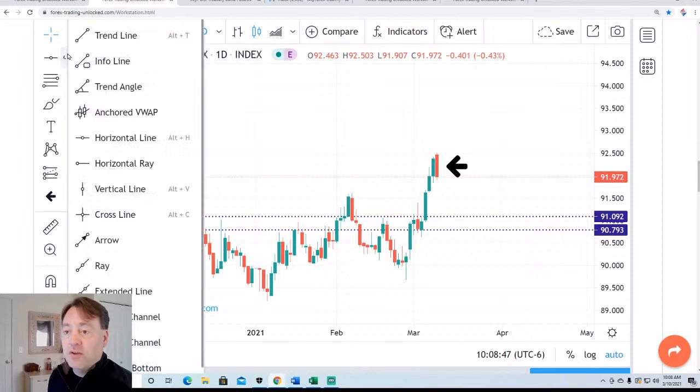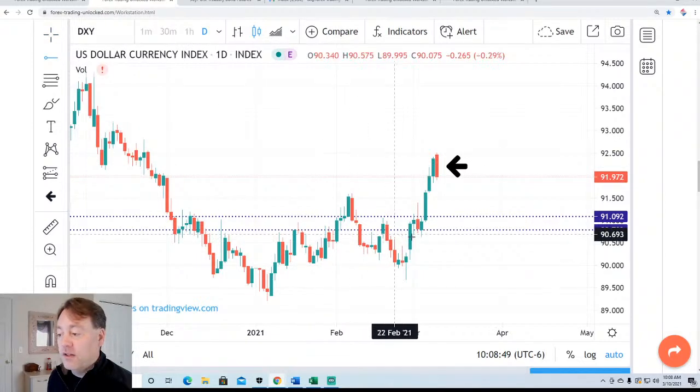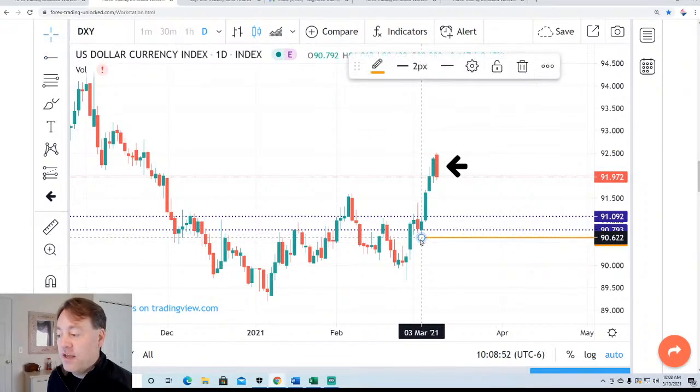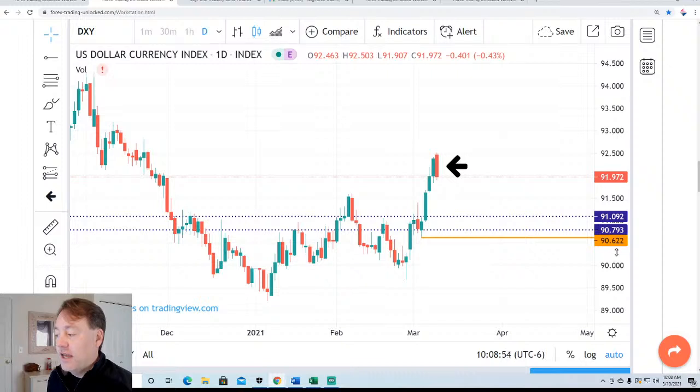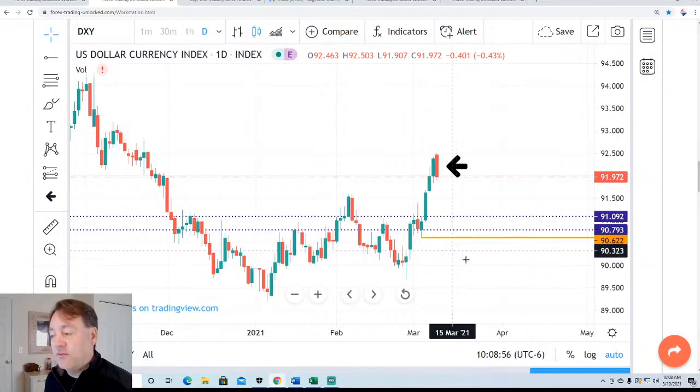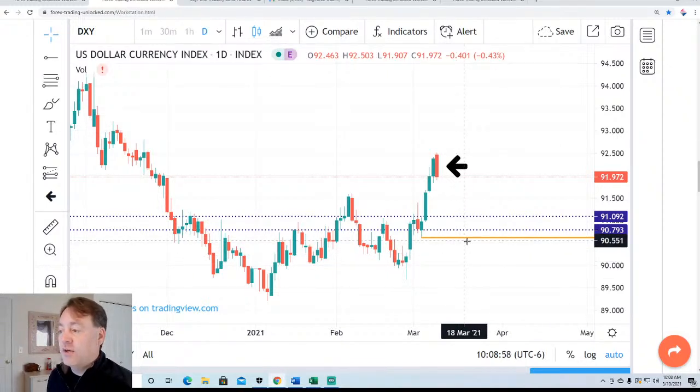That would also keep the last higher move low intact. This would be a key area, 90.62. If the dollar index falls below this, then I think we're going to have an issue. Now, the dollar index, remember, is composed of all the major currencies and currency cross rates, rather. The euro and the pound being the two biggest weights. We are going to go and discuss these.